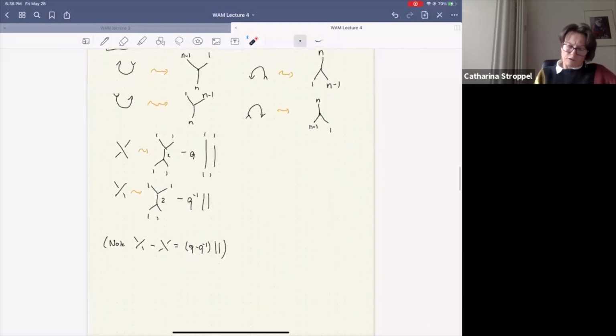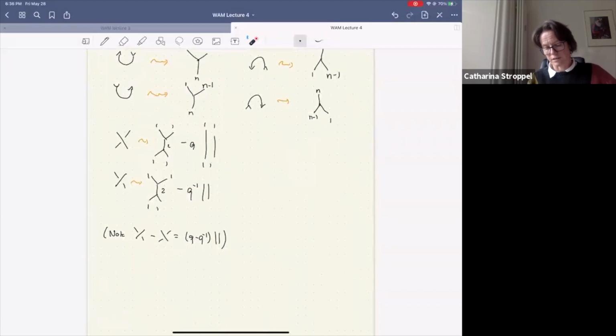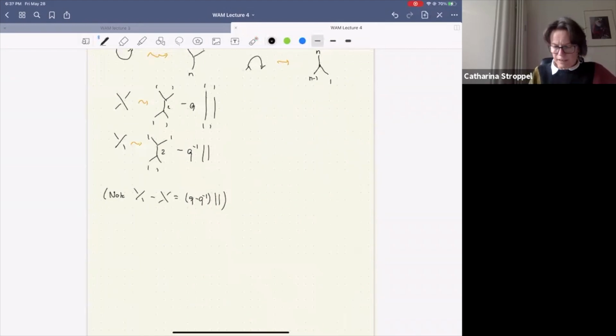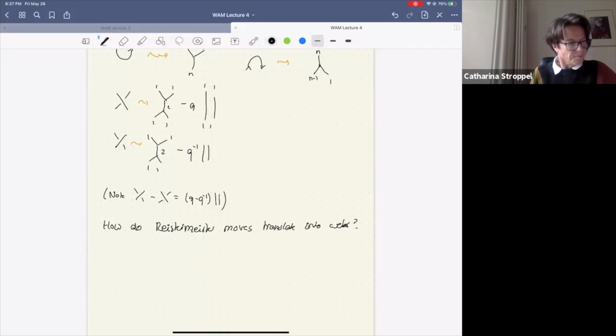And then, if you want, you can compute the difference between these two crossings, and you get a relation like this. This is often what topologists would call a skein relation, or what people would write down when they define the quadratic relation in the Hecke algebra. Okay, so now, how would the Kauffman bracket and the Reidemeister moves translate into these webs? How do Reidemeister moves translate into webs?